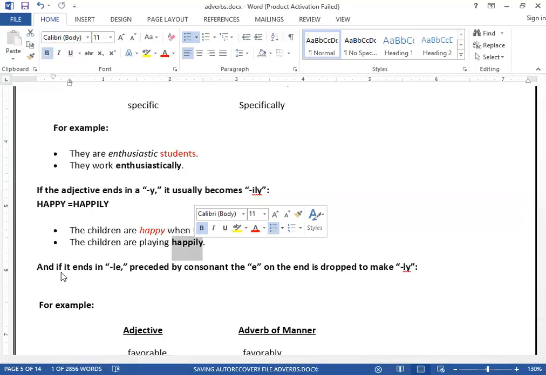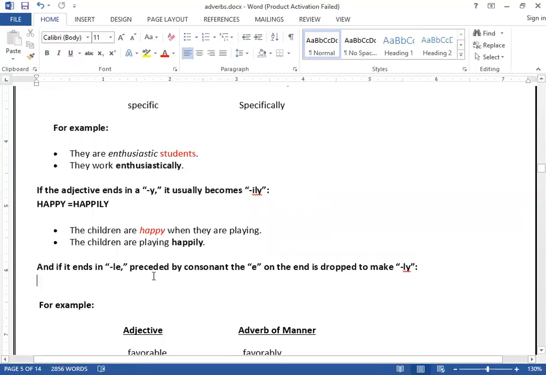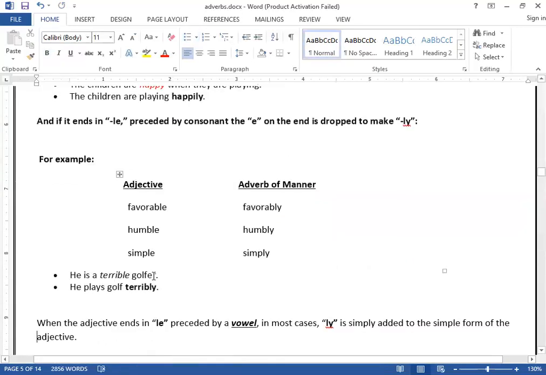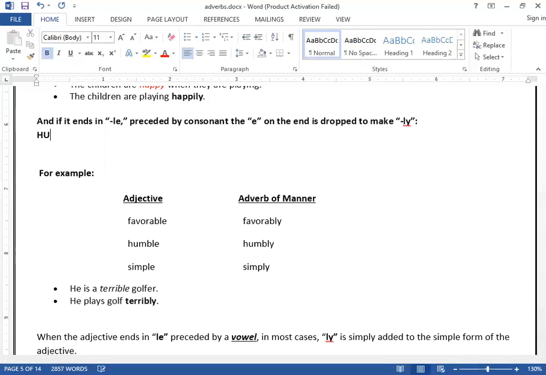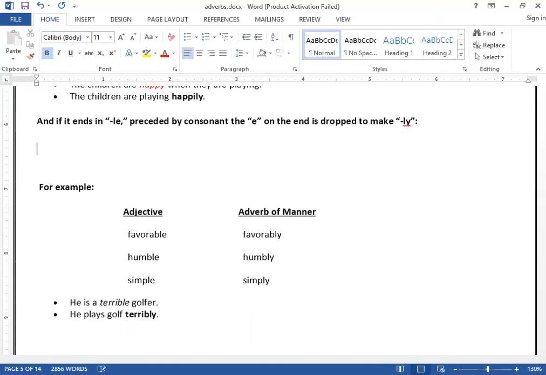Clear? Next. If it ends in le, if there is an adjective, and that ends with what? With le, preceded by a consonant. If there is an adjective that ends with le, but before le there is a consonant sound, clear? Let me give an example, you will understand. If I say humble, take an example, humble. It ends with what? With le. Can you see? It's an adjective. And before le, what do we have here? There is a consonant. It's not a vowel, it's a consonant.